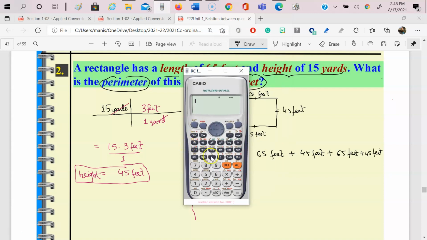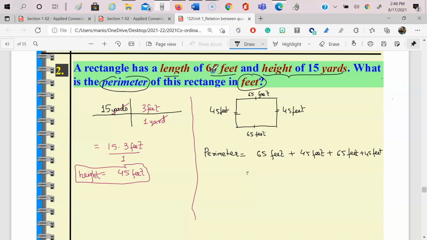So I have put my calculator over here. This is your 65 plus 65 plus 45 plus 45. Your answer is 220. So our answer will be what? Our answer is 220. Now do not forget to write the unit. Unit is what? Feet. Because the question is asking us, our answer should be in feet. Go ahead and copy everything in your notebook.